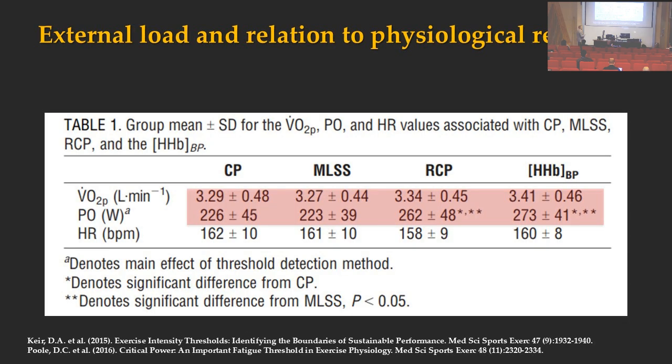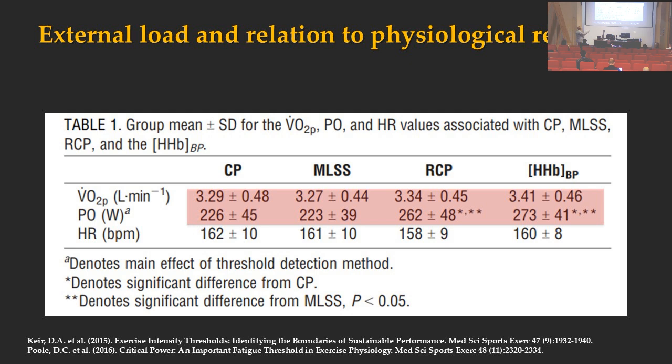Now, when we compare estimates of these metabolic steady states, so the second threshold, these are not all the same. So here in comparison are critical power, maximal lactate steady state, respiratory compensation point, and also the deoxy break point. As you can see here, power outputs are pretty different. There's a large variation here, up to 40 watts. But on the other hand, oxygen consumption at these thresholds remains pretty stable at around 3.3 liters. So the ability for the body to produce a certain amount of energy is pretty stable across the estimates, but the estimates themselves are very, very different.